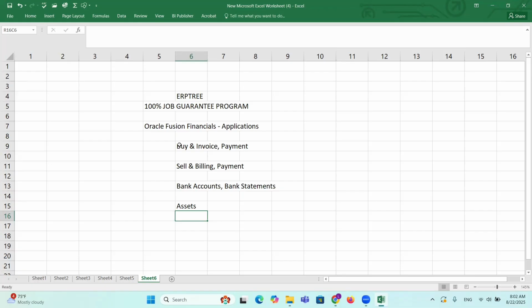In everyday life, we are involved in almost all these activities. Every day we buy something and we pay. We know how to buy and how to pay. The same we are going to learn in this program: what process companies follow when they buy something and make the payment.